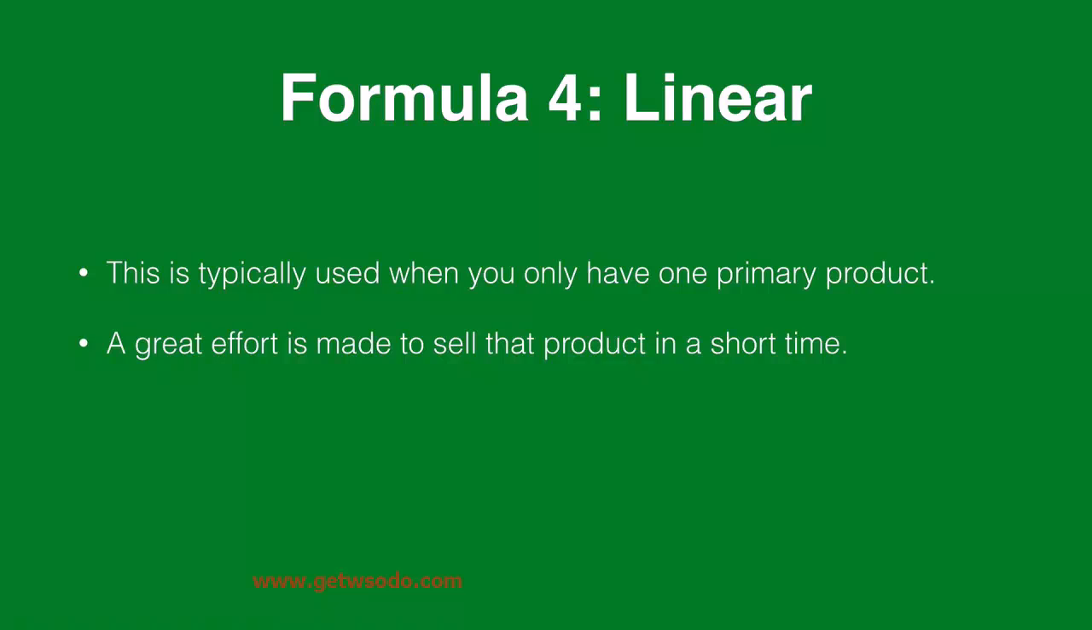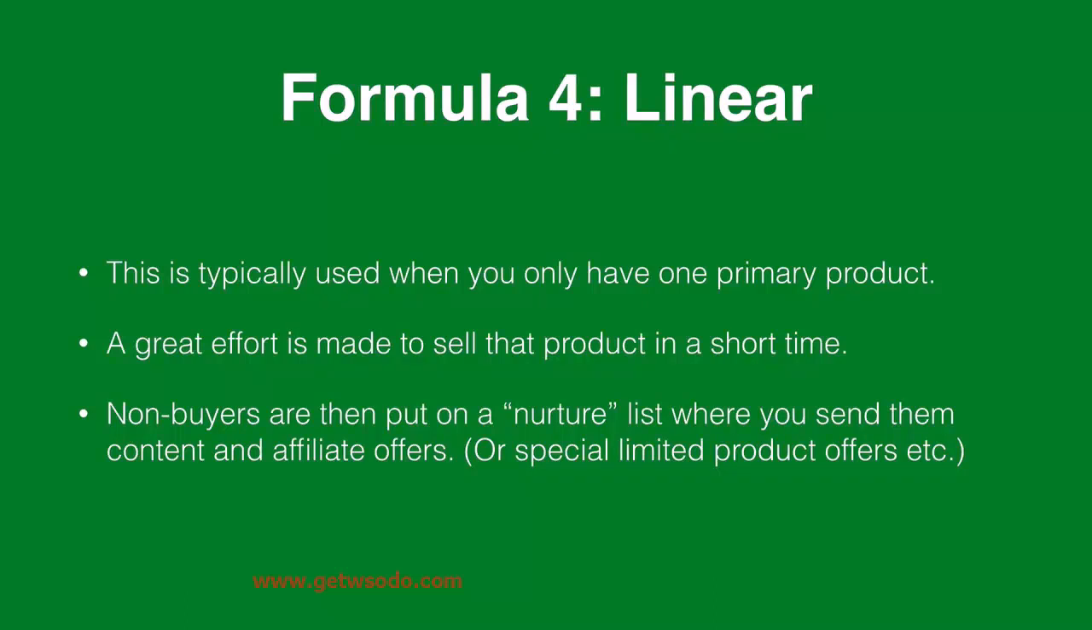And then if you don't make the sale, all of your non-buyers are put on what's called a nurture list. And that's where you send them cool content, blog posts and stuff like that. And you intersperse that with affiliate offers. So, you try to sell them other people's stuff. Or you might have special limited product offers of your own. For example, you might run a discount sale on the very thing they didn't buy when they opted in originally. That's totally normal and it's very, very common. So it works really, really well.